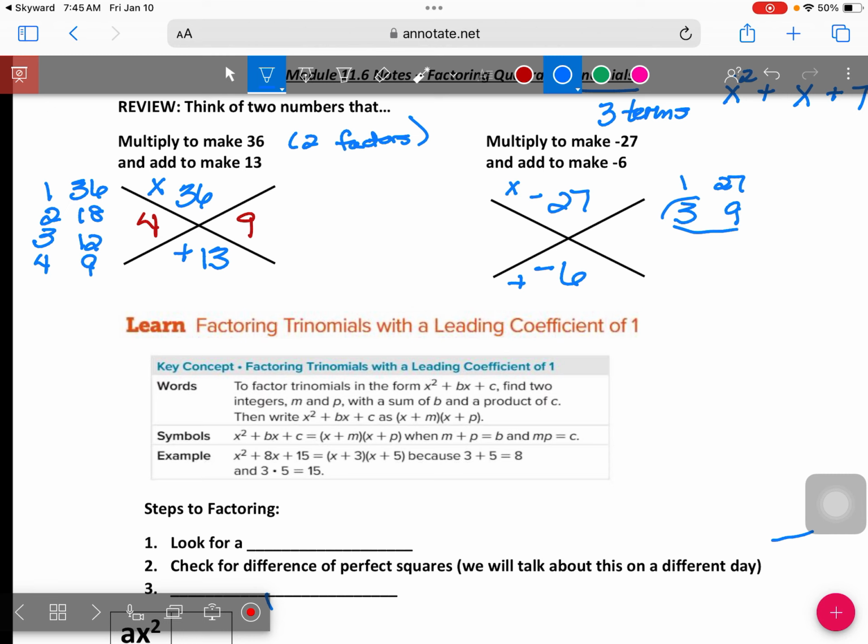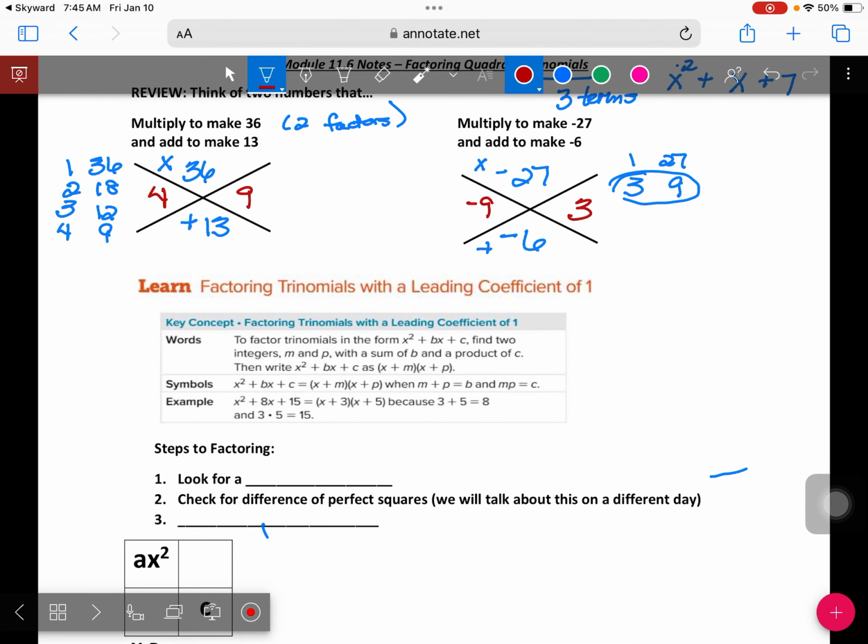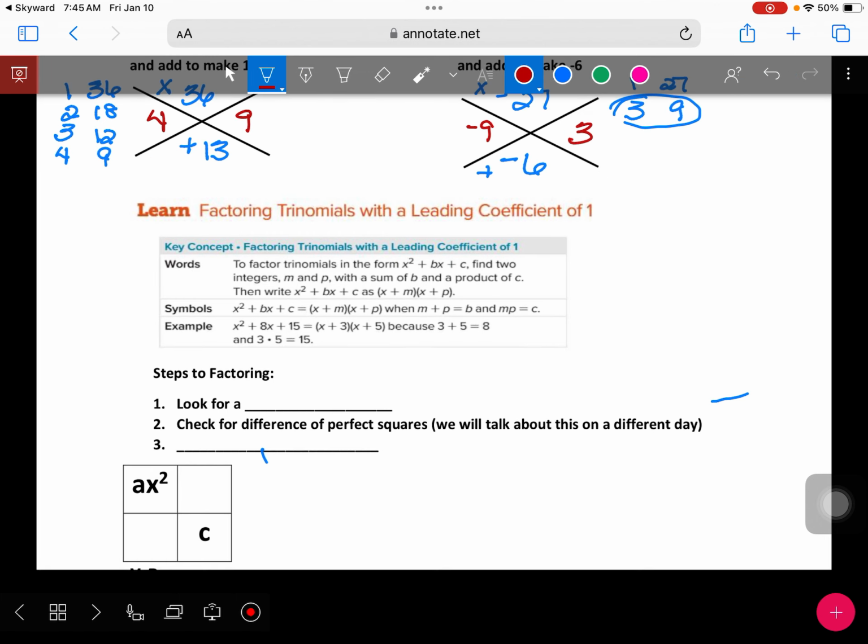Well, it looks like this. And which one is going to have the negative on it? The negative 9. Instead of negative 6, you accidentally just said negative 9. Oh, sorry. Okay, but you knew what I meant. So negative 9 plus 3 gives you negative 6. Okay? All right, so everybody got those written down.